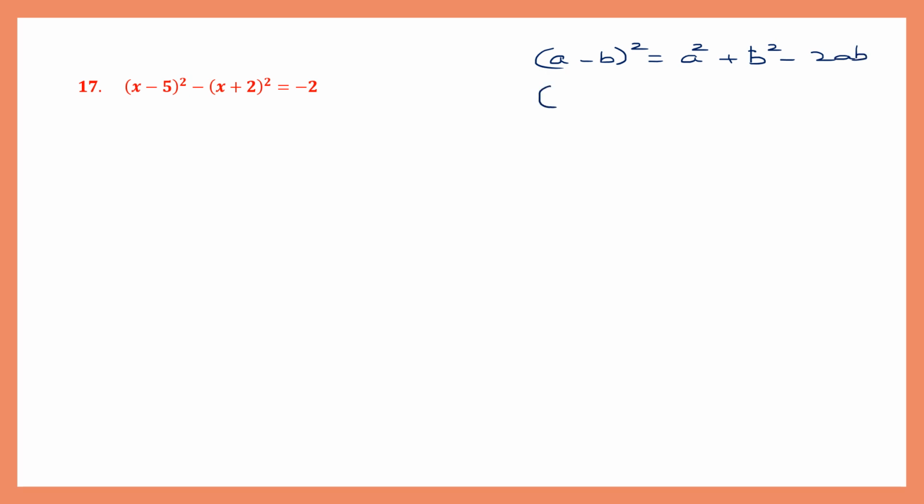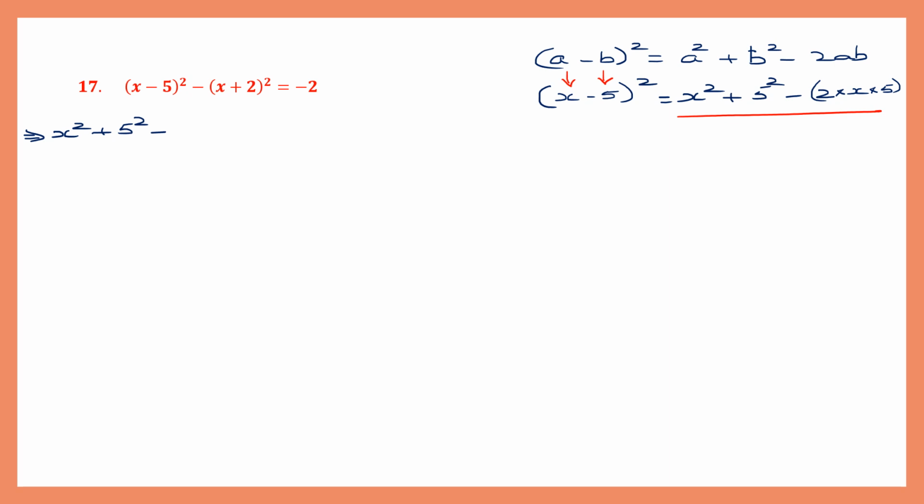So here we're going to take the same thing. We're going to take x minus 5 the whole square. That means a is x and b is 5. So let's write that. In that case, a square will be x square and b square will be 5 square, minus 2ab means 2 into a is x and b is 5. So this whole thing that we have here, we're going to write it down on the left hand side. So let's write that here now. So that is x square plus 5 square minus 2 into x into 5.